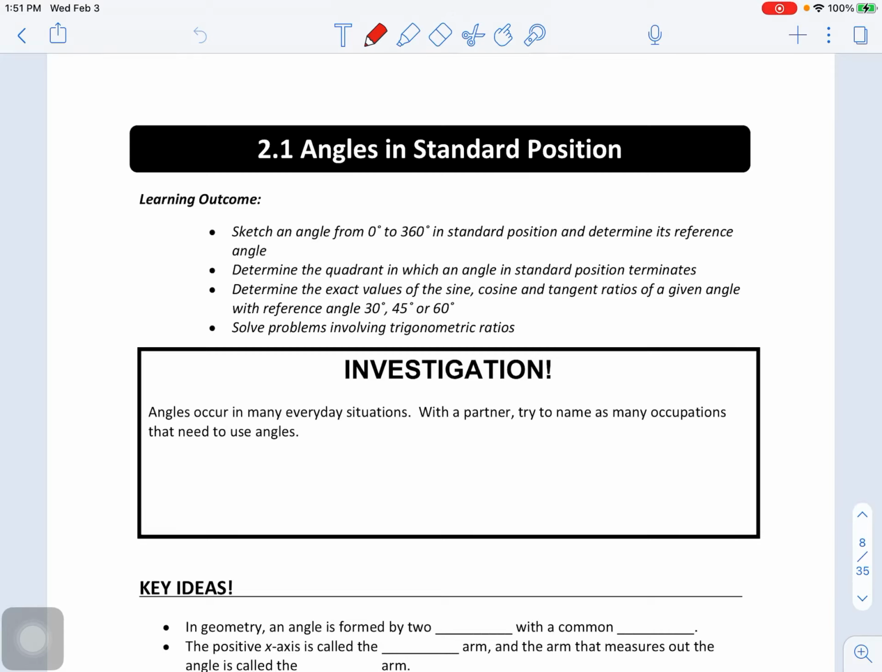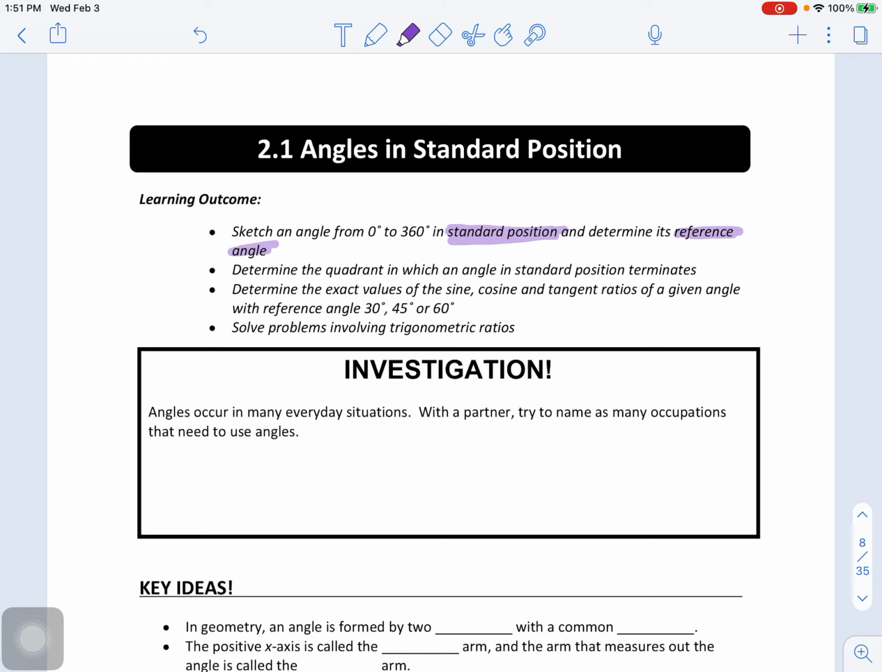Welcome to Chapter 2 in 20-1. This is all about 2.1 angles in standard position. So there is a bunch of different learning outcomes here. We need to know how to sketch an angle from 0 to 360 in standard position and determine its reference angles. So you're going to learn the word reference angle, you're going to learn standard position today, and you're going to learn how those things relate.